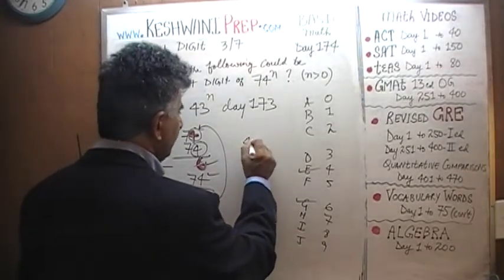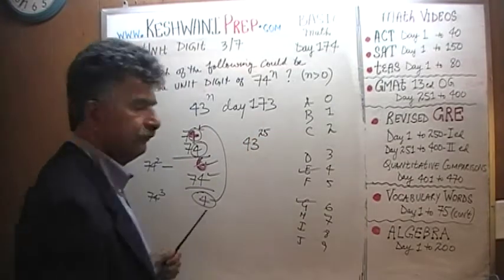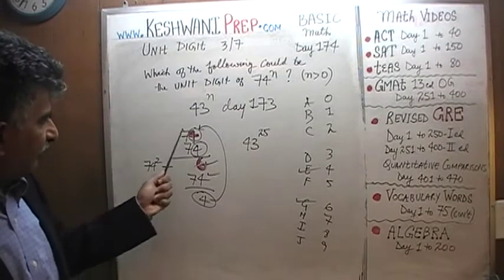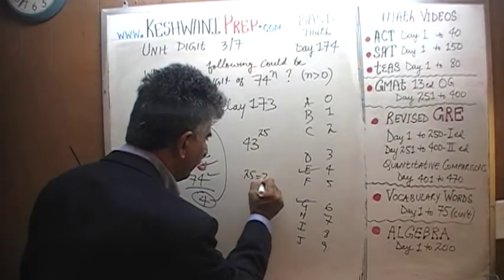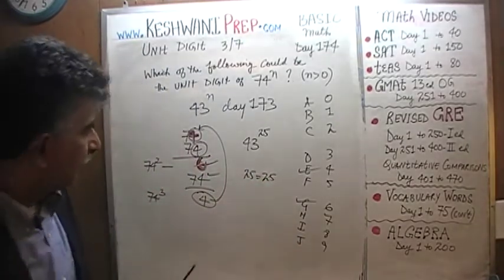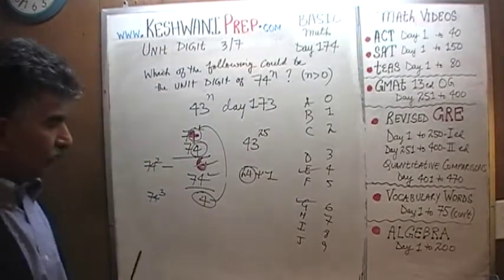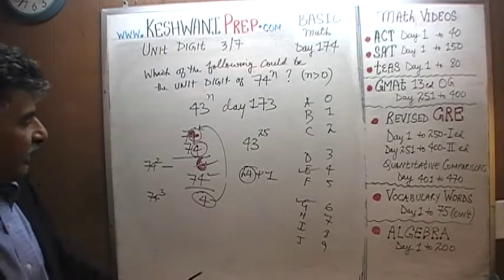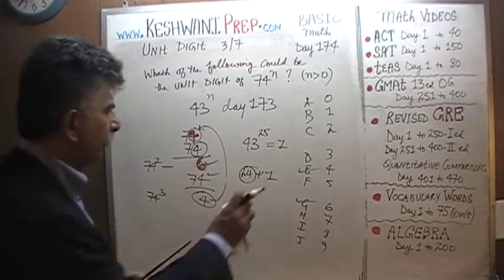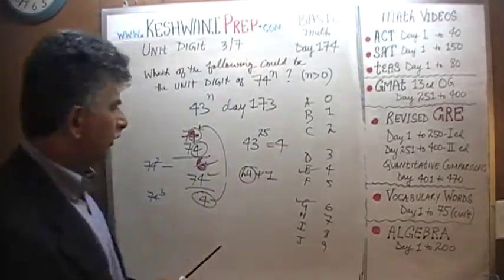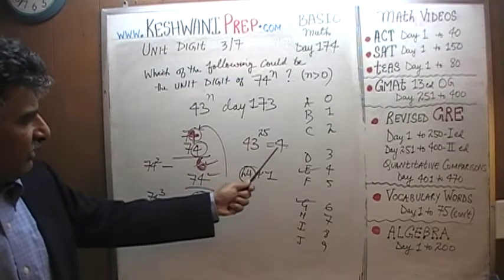What's the unit digit of 43 raised to 25? Well, it's very simple. It's just 4, 6, 4, 6, 4, 6. 25 is made up of 24 plus 1. 24 will have complete cycles. We'll have 12 complete cycles. And since we have 25, it will end in a 4 because we have 4, 6, 4, 6, 4, 6. So if the question was, what's the unit digit of 43 raised to 25, the answer is 4.